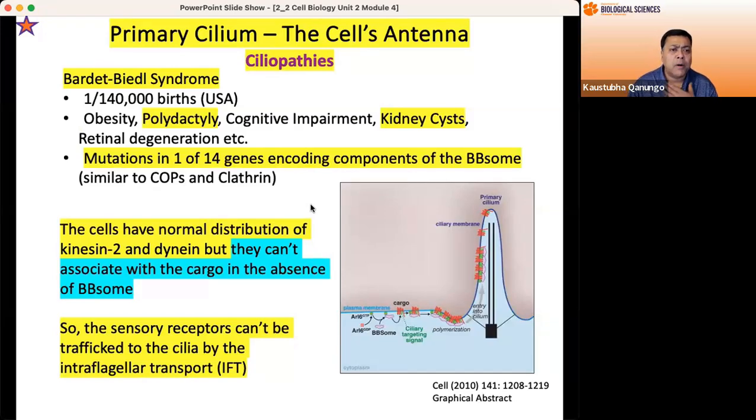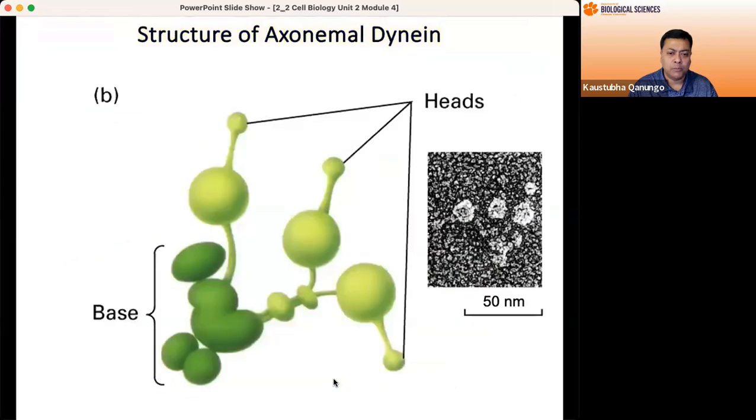So here is another kind of ciliopathy. It's called Bardet-Biedl syndrome, polydactyly. These are all straightforward. And here is something very interesting. This is where you have one of the 14 genes encoding the BBsome. Now, BBsome is a very similar structure to COPs or clathrin, where it forms the cargo which is associated with the membrane. So that is a BBsome. The cells have normal distribution of kinesin 2 and dynein, but they can't associate it with the cargo in the absence of the BBsome. So just think about this. That will put you in perspective.